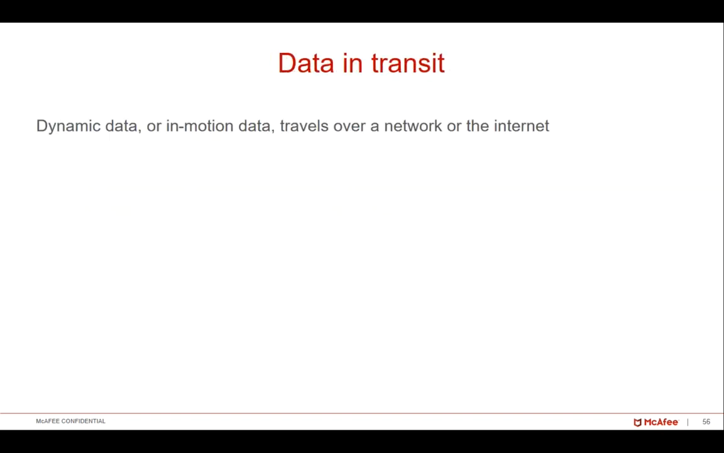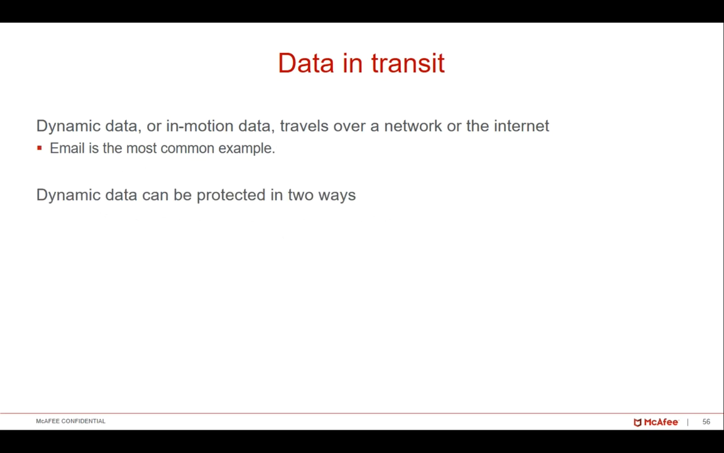Next, data in transition. We saw data at rest so far. Data in transition is various types of data that is moving to different places. One example is email, one of the most common examples. It travels over networks, and it could be traveling over the internet. It could also be a Bluetooth transfer between devices. That also falls into data in transition.